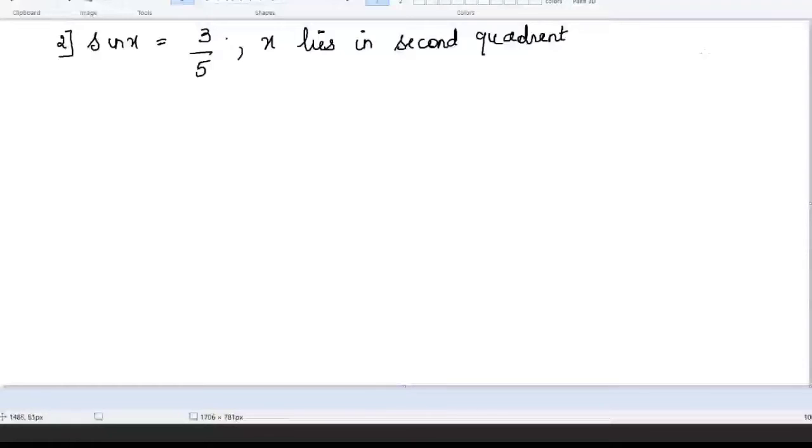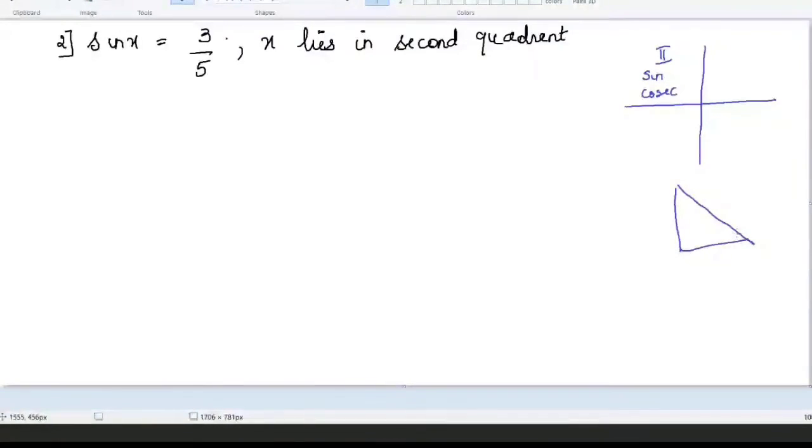So first we will draw the quadrant. Now here x is lying where? In the second quadrant. In the second quadrant, who is positive? Sine and its reciprocal cosecant are positive. Rest everyone are negative. Then I want the right angled triangle. So right angled triangle, use the Pythagoras theorem.